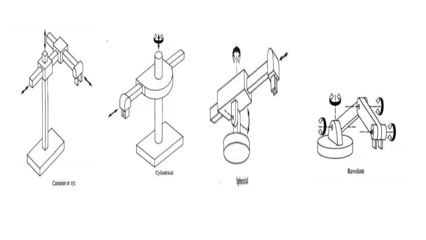Second one is cylindrical configuration. It uses a vertical column and a slide that can move up or down along the column. The robot arm is attached to the slide so that it can move radially with respect to the column. By rotating the column, the robot is capable of achieving a workspace approximating a cylinder.